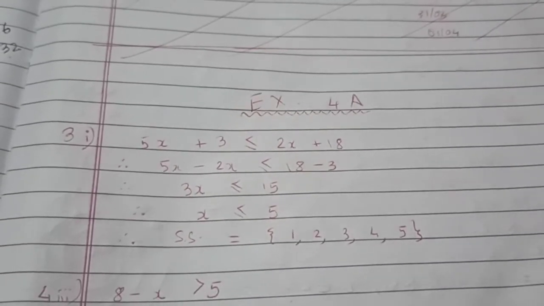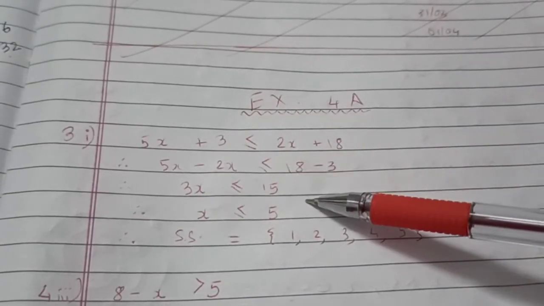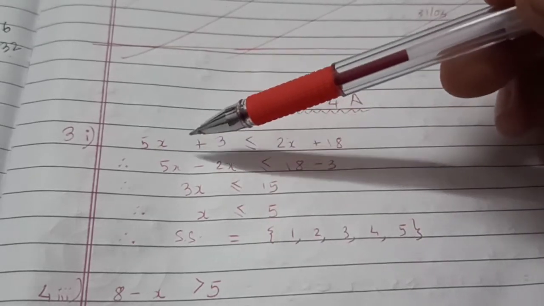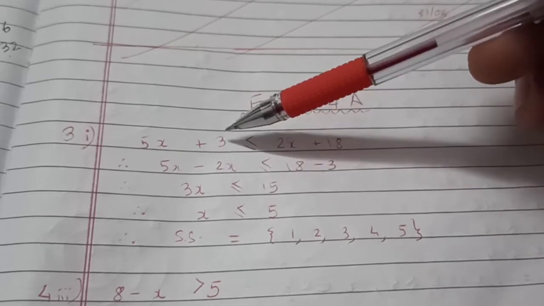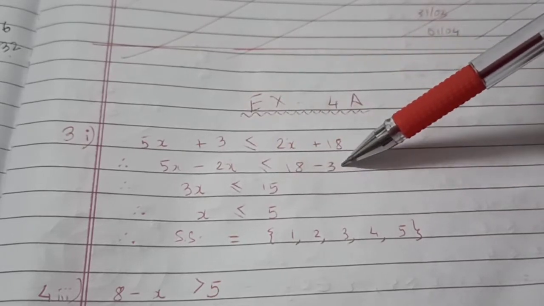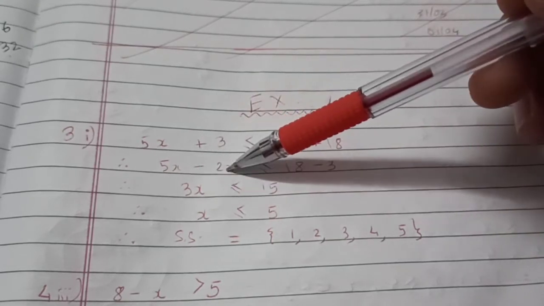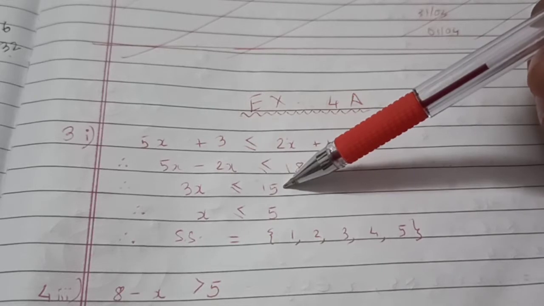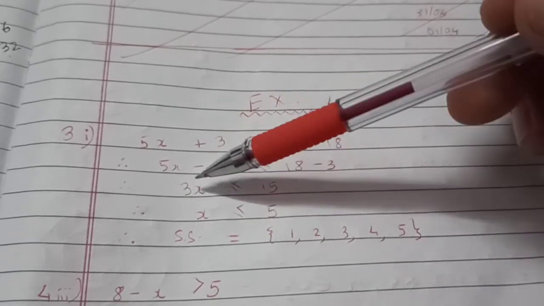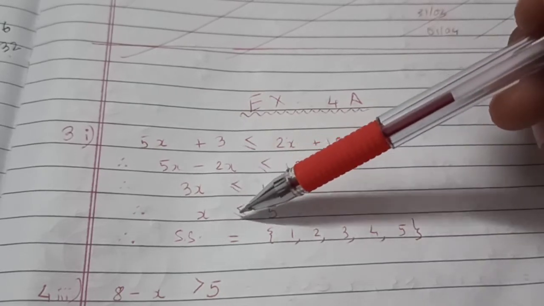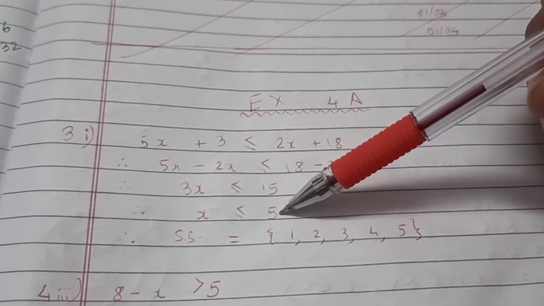Now we have to solve this so that we get x alone. So what do we do? We transpose 2x to the left hand side, so it becomes minus 2x. And we transpose 3 to the right hand side, so it becomes minus 3. So I got all the x terms together. So that becomes 3x is less than or equal to 15. 3 goes down. Since there is a multiplication, this will become division. So now x is less than or equal to 5.